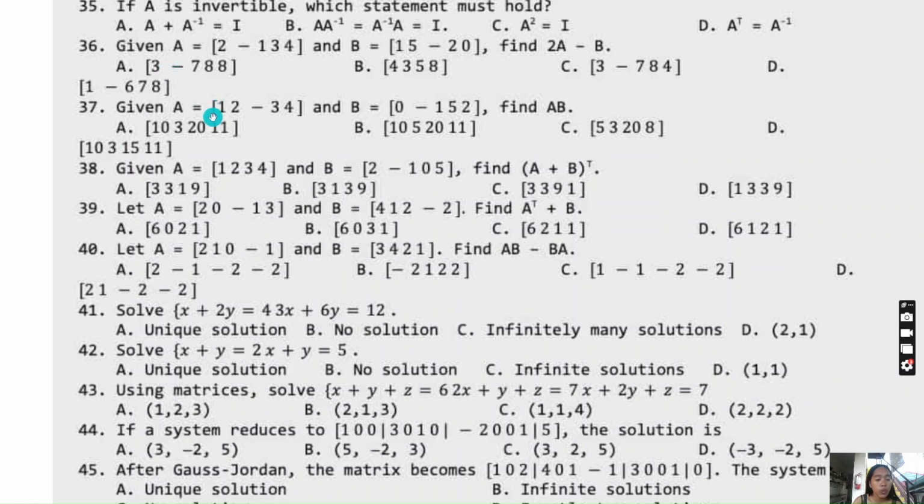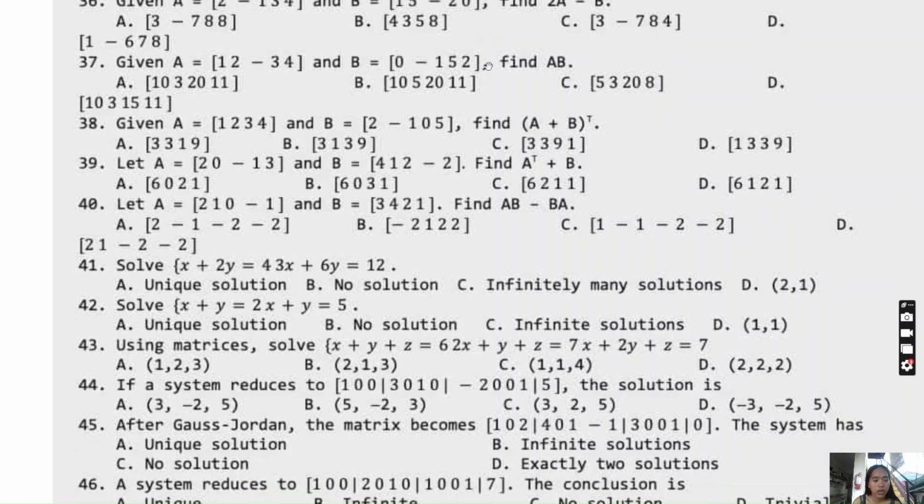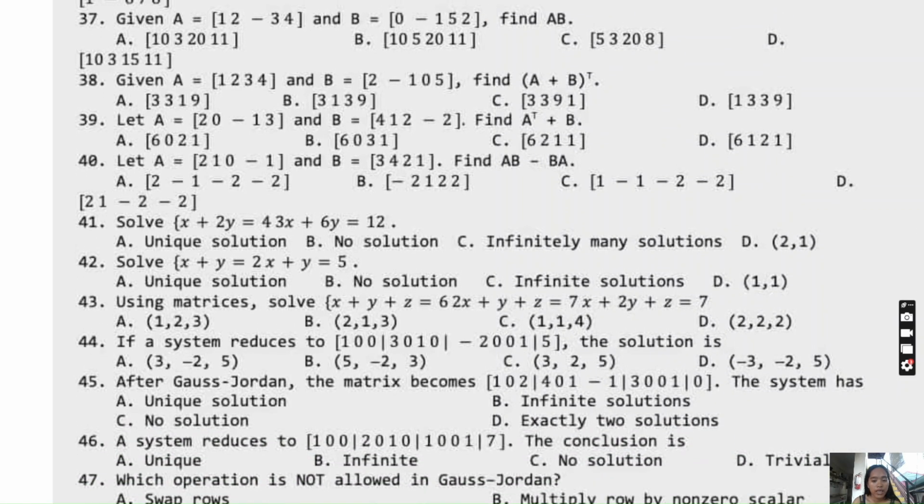Given A is equal to 2, negative 2, negative 1, 3, 4, and our B is 15 and negative 20. Find 2A is equal to B. So our answer for that is letter A. So let's go now to 37.